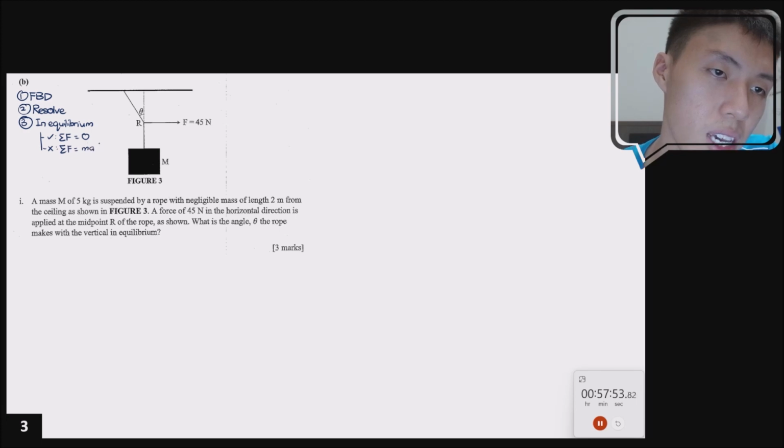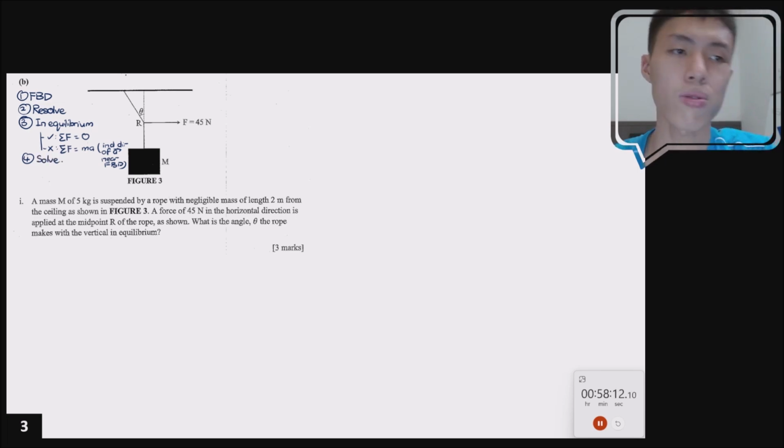But you indicate the direction of a near the free body diagram. And the fourth step, you solve the equation. Okay, follow these 4 steps over here.